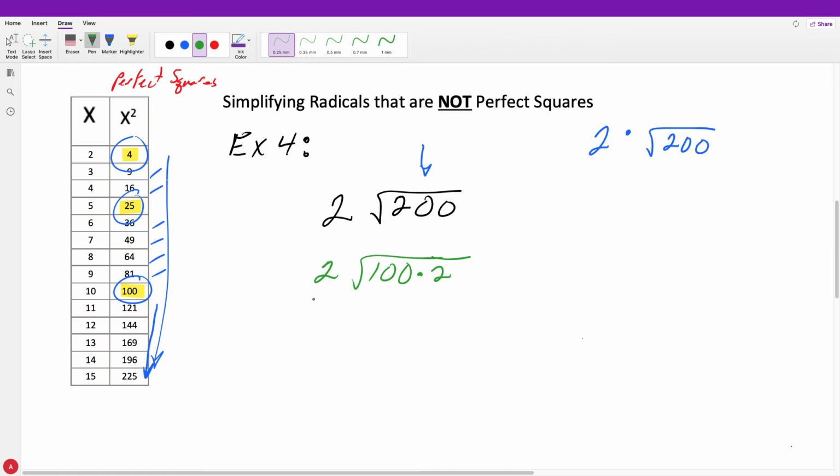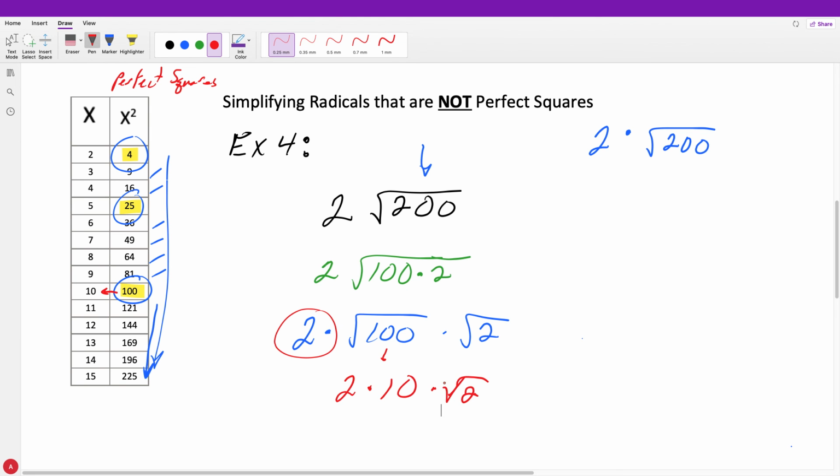All right, so now I'm going to separate my radical. So it's 2 times the square root of 100 times the square root of 2. Well, I know the square root of 100 is 10 based on my chart, and I know 10 squared is giving me 100. So this is being multiplied to our 2. So it's 2 times 10 times the square root of 2. So now, since these are now whole numbers, I can multiply them. Well, 2 times 10 gives me 20. So this will give me 20 times the square root of 2.